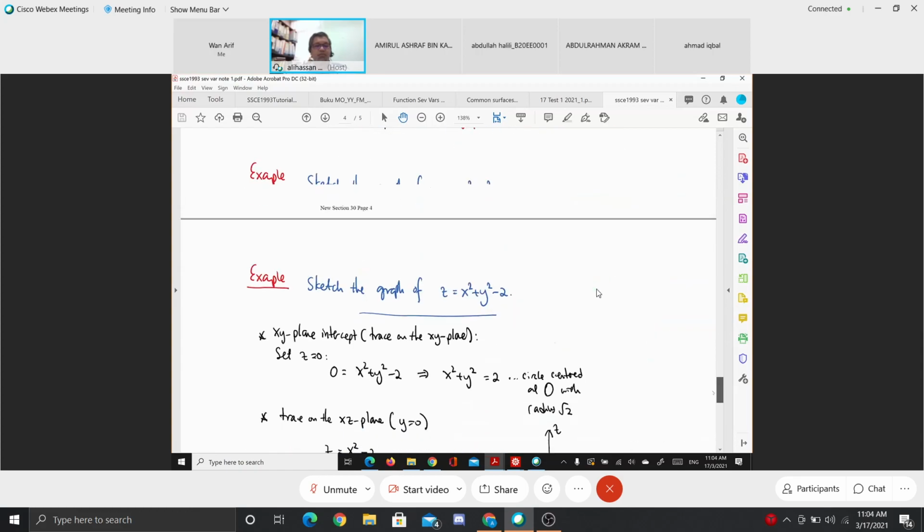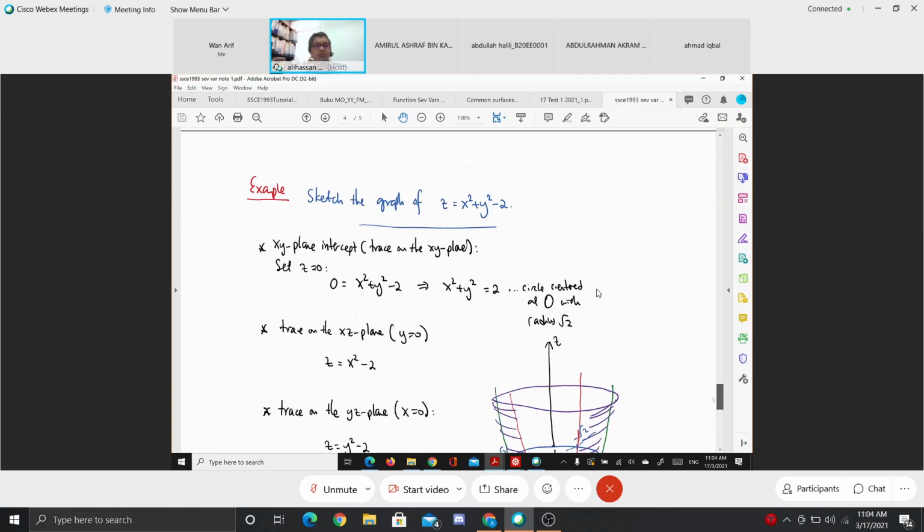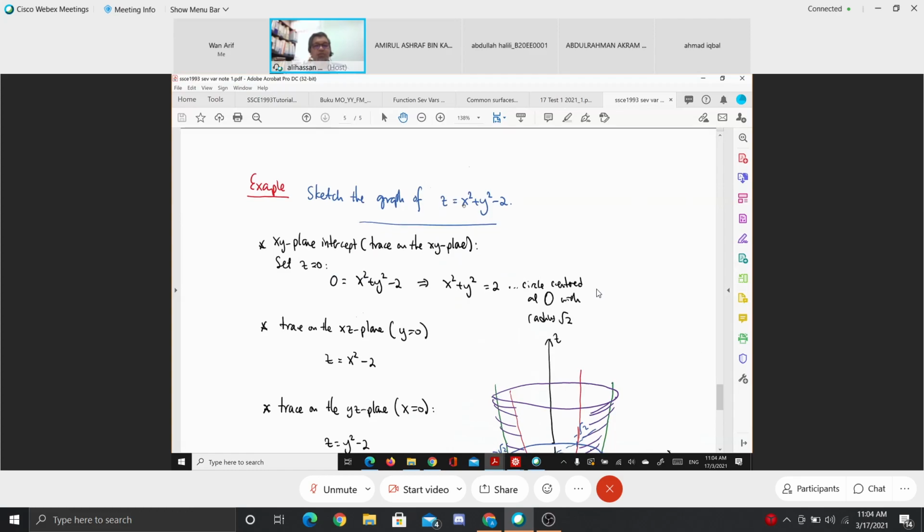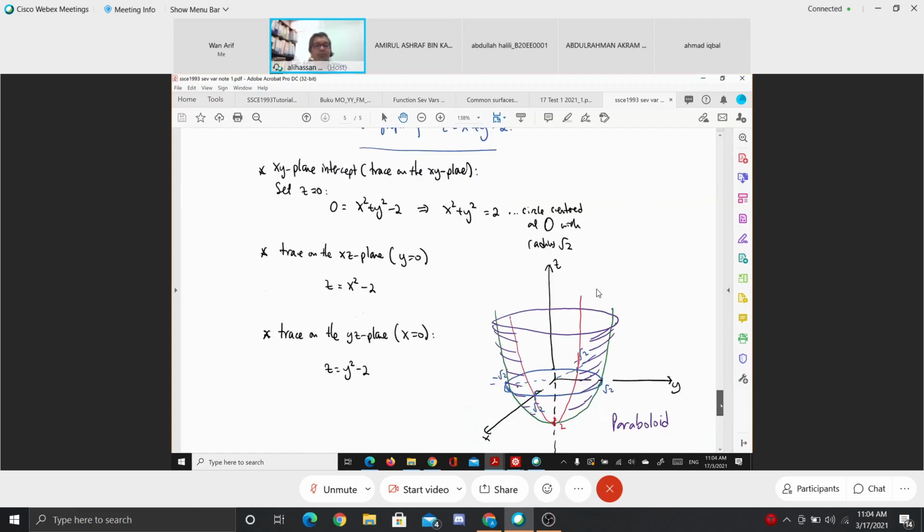And then we look at the sketch of the equation z equals x squared plus y squared minus 2, which is a paraboloid. In this example, we have looked at the intersection of the surface with the xy plane, sometimes called the xy trace, and this is also called the xz trace.